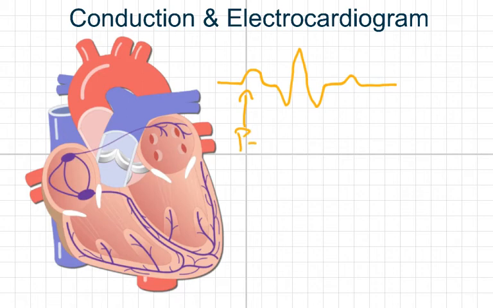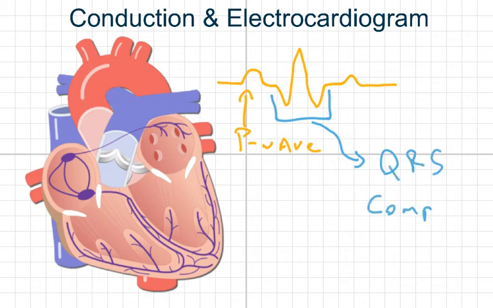And when we break it down, this particular portion is called the P wave. This segment right here is called the QRS complex. And this portion right here, this little hump, is called the T wave.